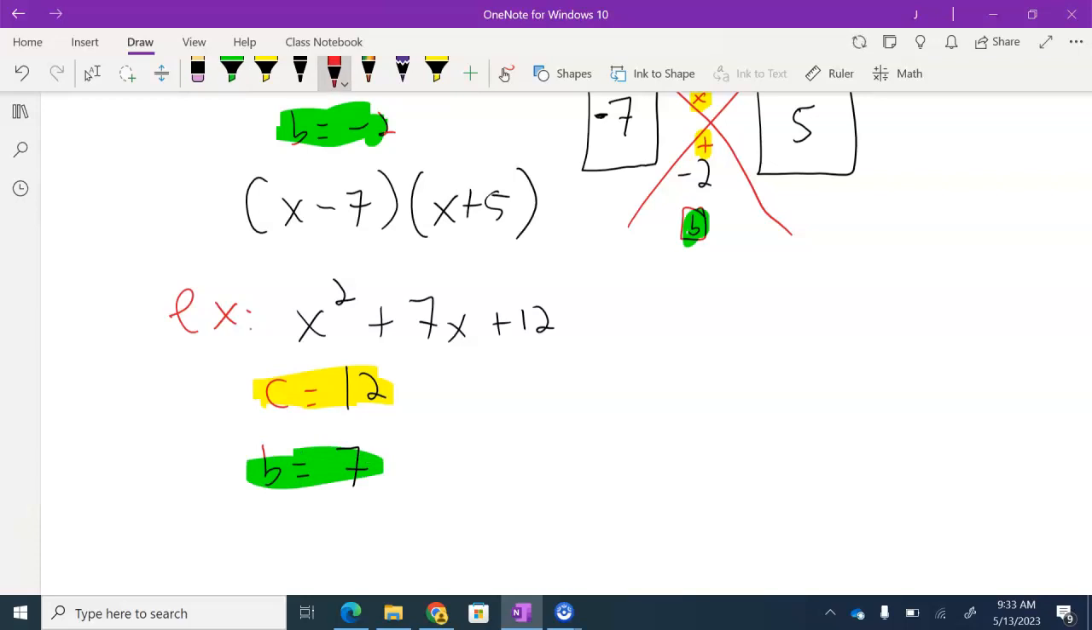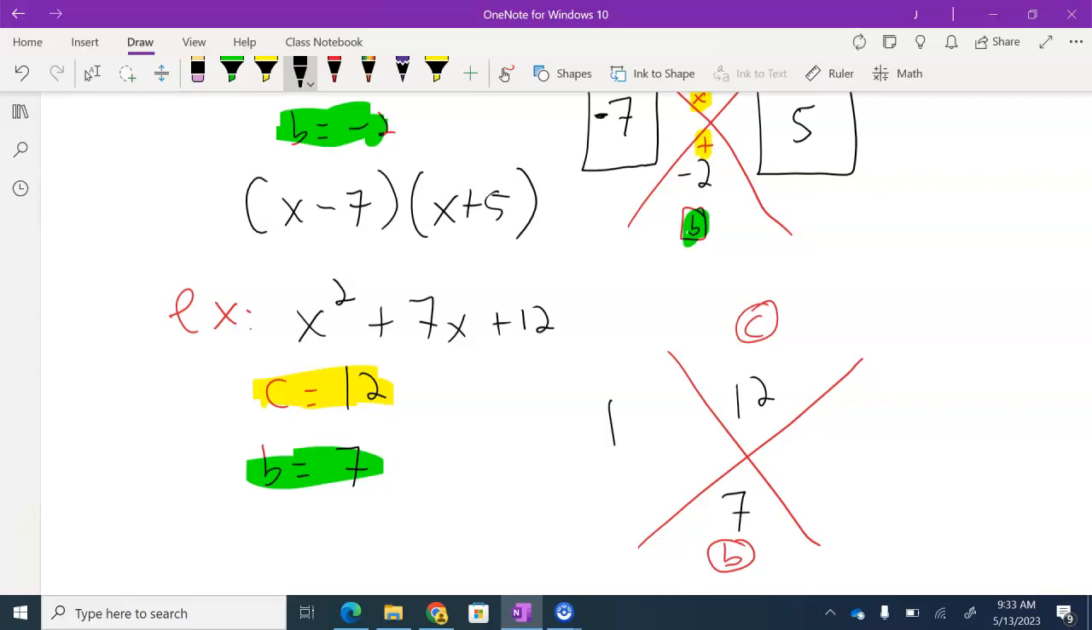You know, we could set this little x up to structure our numbers. We know that the C value was 12 and the B value was 7. They're both positives. So you're trying to figure out what multiplies to make 12 and what adds to make 7. It has to be the same number.